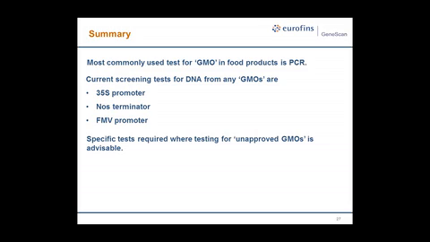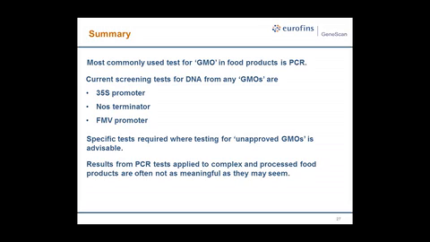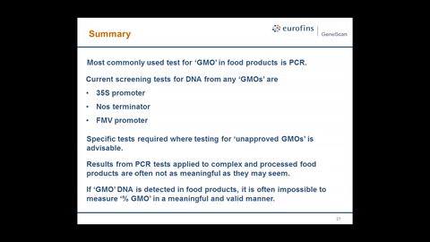If you're sending your product to an area where there's risk of unapproved events, more specific testing is generally advisable. And when you try to apply results from PCR tests, or any test for that matter, to a complex or processed food, often the number you get isn't as meaningful as it might seem, and there's a lot more paperwork that needs to go behind just putting a non-GMO sticker or a non-GMO label on the product.